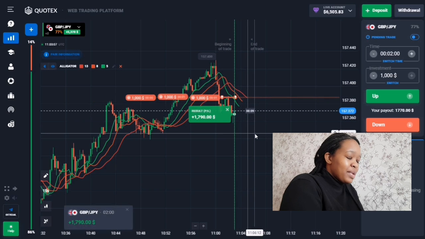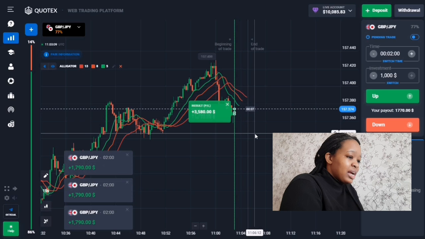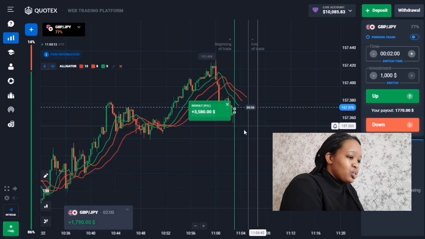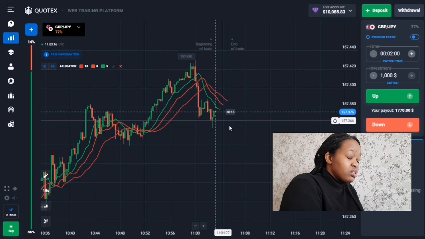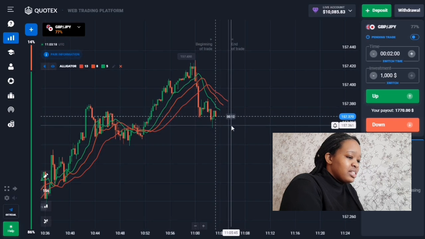Well, this is amazing. After the small pullback up, the movement downwards resumed and it has brought me my profits. The indicator was very useful again, and the result is amazing, and now my deposit is $10,000. So I'm going to stop here for today.